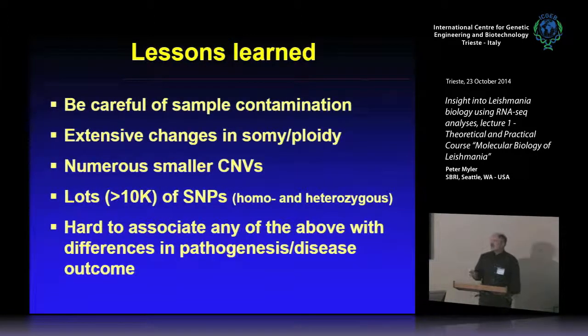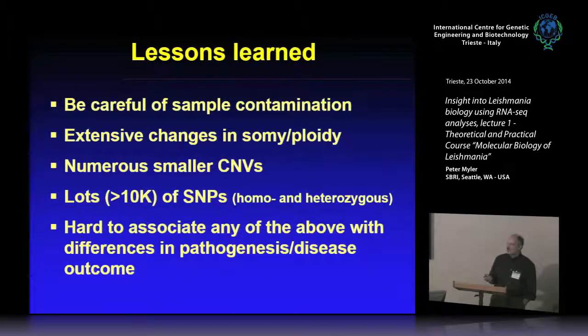Okay, so that's a sum up of what I've just said: it's difficult to associate any of these changes with differences in pathogenesis or disease outcome. Even when you sequence hundreds of genomes, which was done in the Nepal study, there were not really clear lessons that could be learnt from the genome sequence there. It wasn't to say that there weren't some lessons that were obvious. So you have to be careful, and you have to think about what you're trying to do before you go out and sequence this.